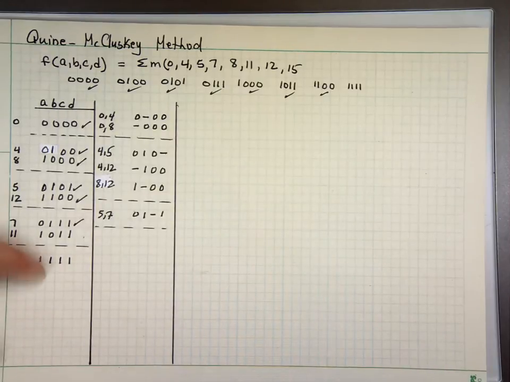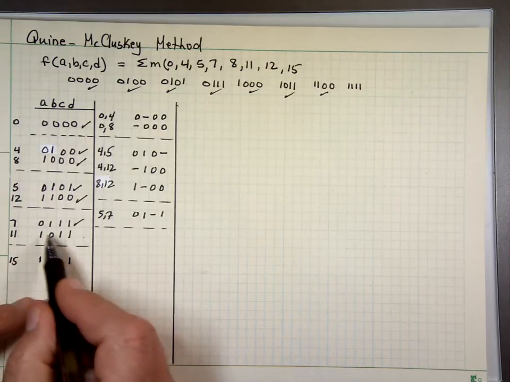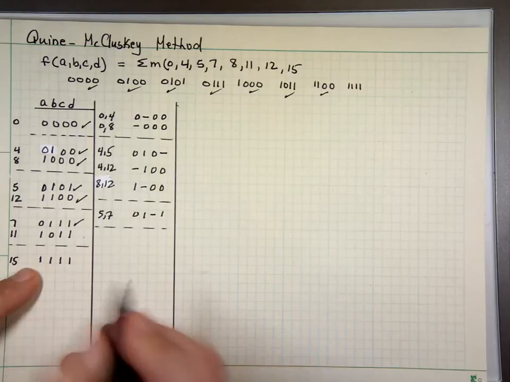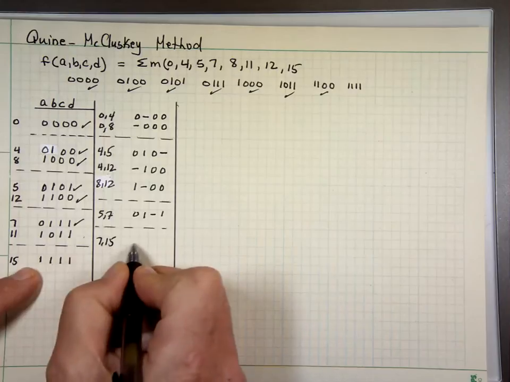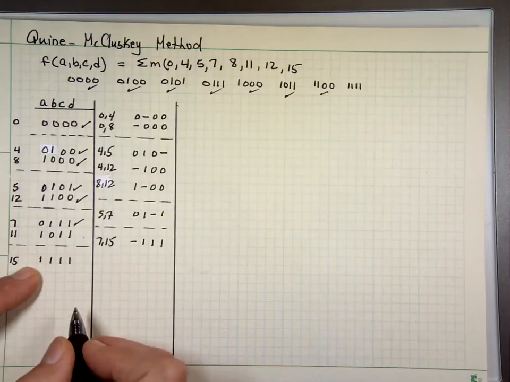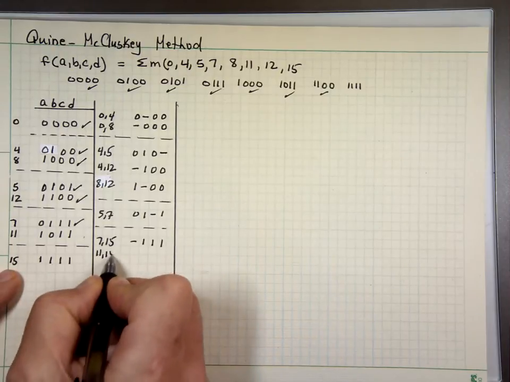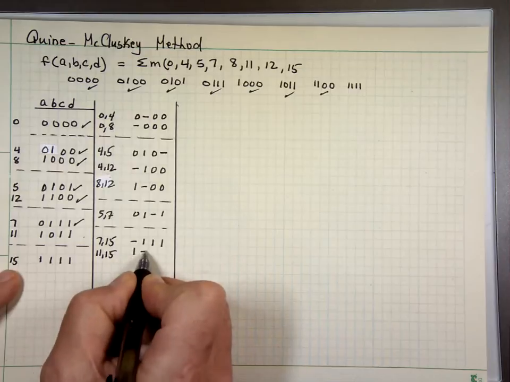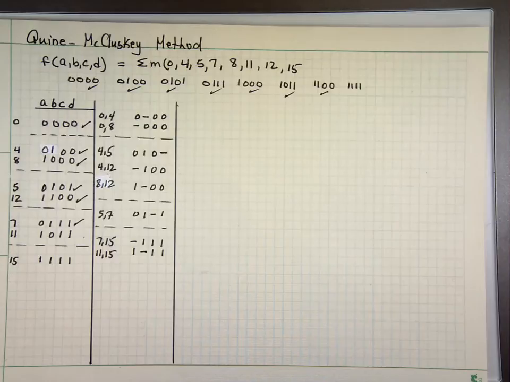Now these two. So this will be 7 and 15. Dash, 1, 1, 1. 11, 15. 1 dash 1, 1. Done with this one.